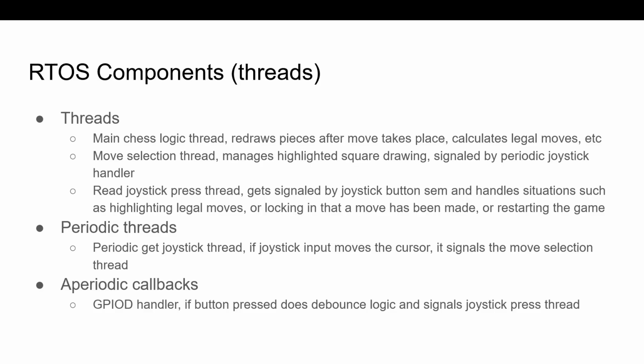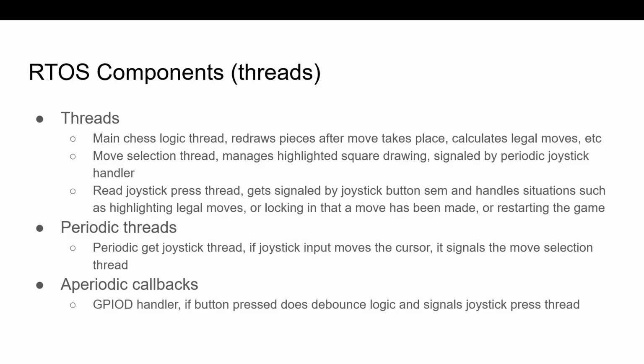The first one here is the move selection thread. It does highlighting and square drawing, basically. The third thread here is handling the joystick press. The joystick press has a couple things it does. Sometimes it restarts the game, sometimes it needs to highlight possible moves, and sometimes it needs to select a move. So this thread handles all three of those situations.